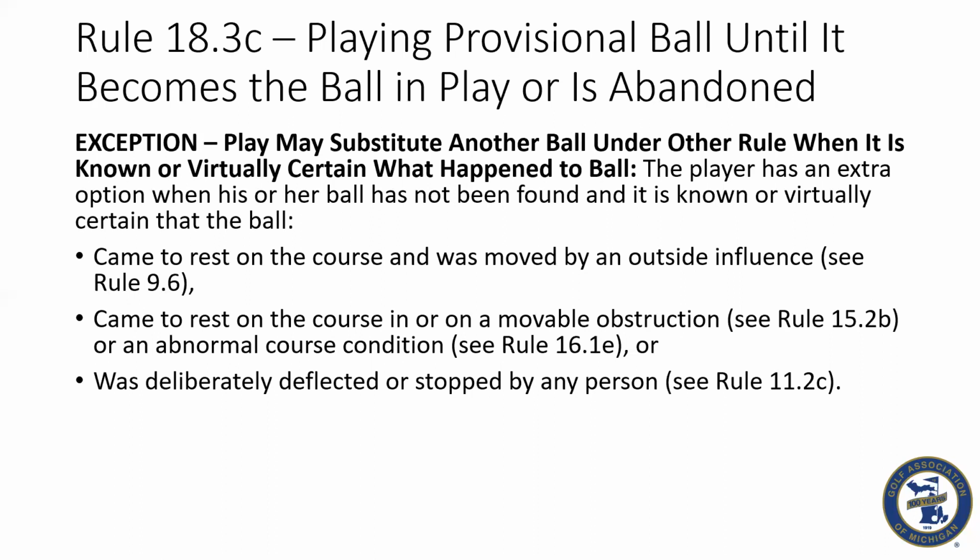So this is a good example here. Let's just say, for example, that we know that the ball came to rest in an abnormal course condition, or let's just say a pipe in the ground, but it was in the middle of the forest. The player still has the option in this case to play that provisional ball, even though they found their original ball. So there's a few examples where the player still has a choice. Most of the time, if the player finds their original ball, they have to proceed with that original ball. But under these three situations here, the player has the option to play the provisional ball.